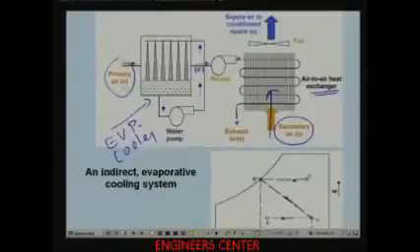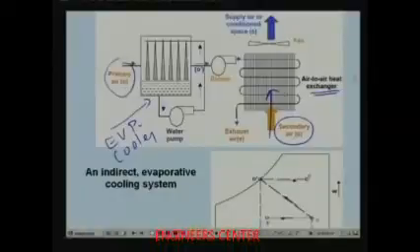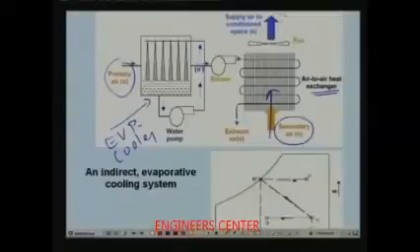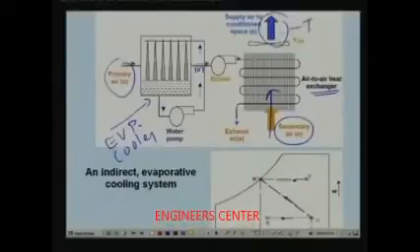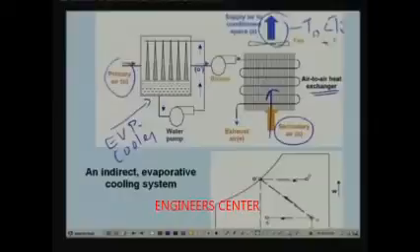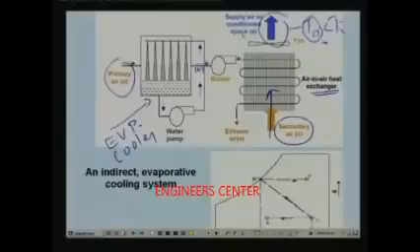Since the temperature of the primary air is lower than the secondary air, there will be sensible heat exchange between the secondary air and primary air. As a result, you find that the secondary air gets cooled sensibly. So at this point, the temperature, let us say T outlet, will be lower than the T inlet for the secondary stream. This cold air is supplied to the conditioned space for providing thermal comfort. This is an elementary indirect evaporative cooling system.